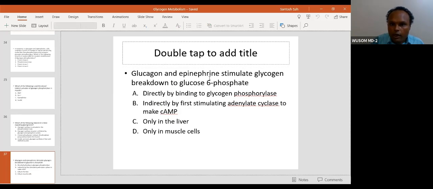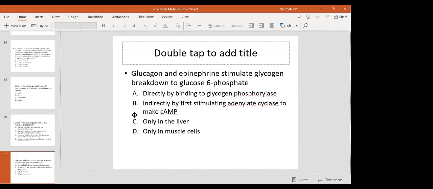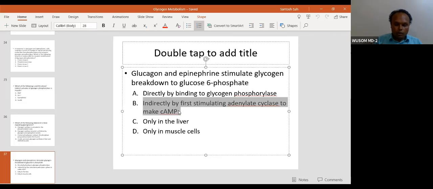Now, glucagon and epinephrine stimulate glycogen breakdown to glucose 6-phosphate directly by binding. So you can see this. Glucagon and epinephrine, these are hormones. Breakdown to glucose 6-phosphate. How? It is always indirectly. I've already told you.